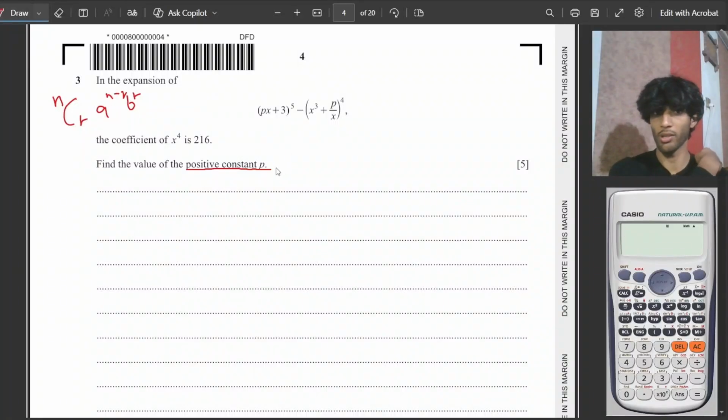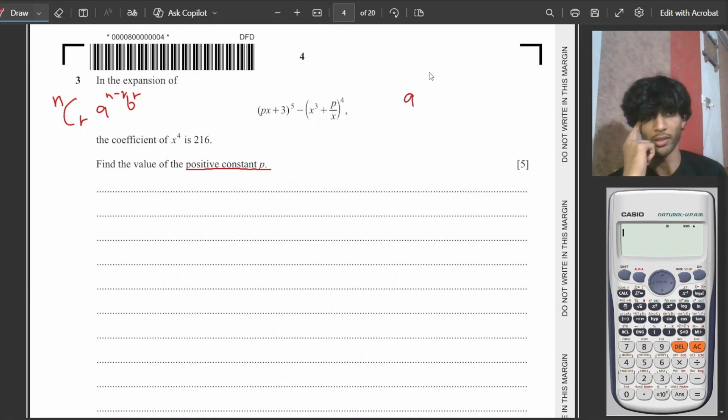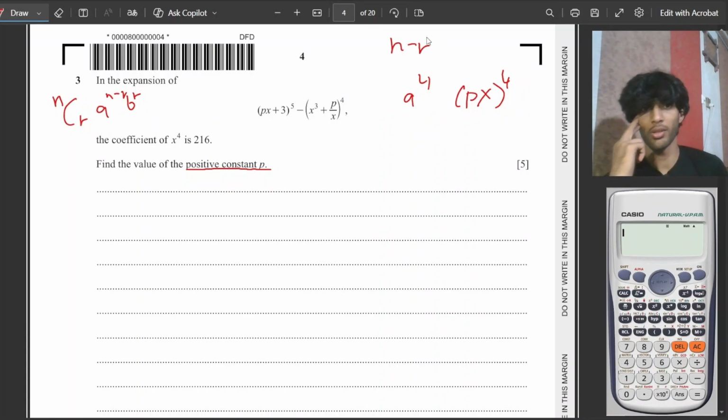So there's this question of how can I get a raised to the power 4? Because what is a? A is basically px, right? You're trying to get px to the power 4. You're trying to raise it to the power 4. The question is, how can I get this a term raised to the power 4? Try and think about this n minus r. What do you do to the n minus r?